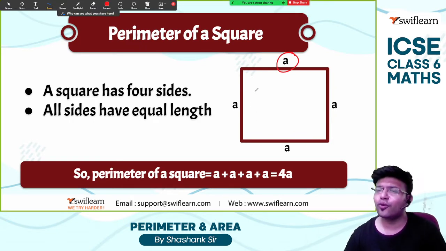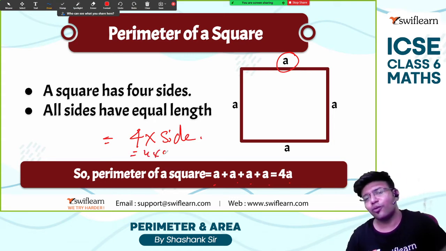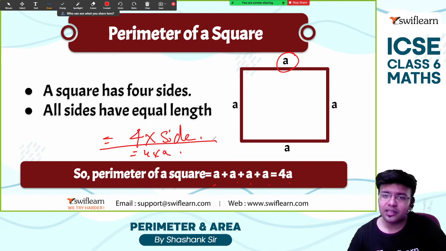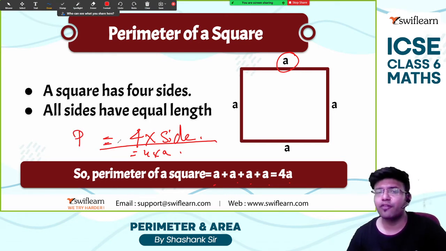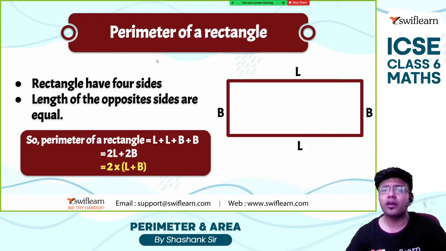Add all the four A's. A plus A plus A plus A, you get 4A. So the perimeter of the square is given by 4 times the side. In this case, the side is A, so it is 4A. Actually, you should remember it like this: the perimeter of a square is given by 4 times the length of each side. Yes, this is the perimeter of the square.